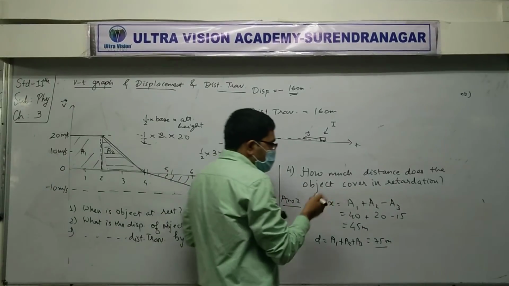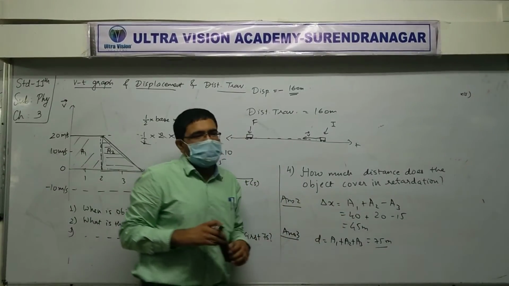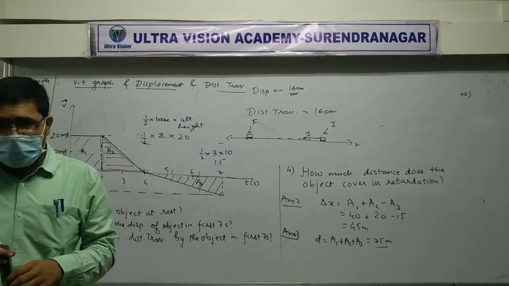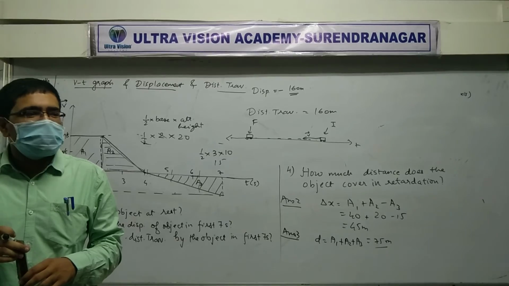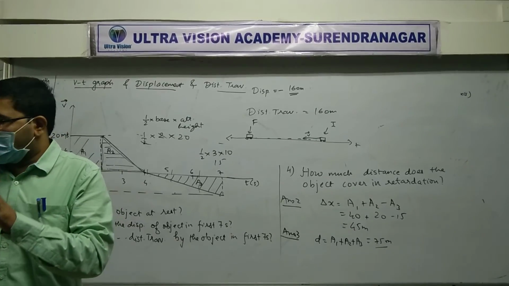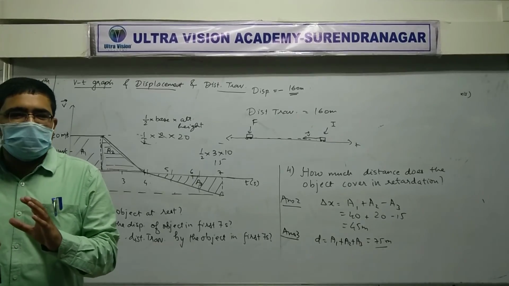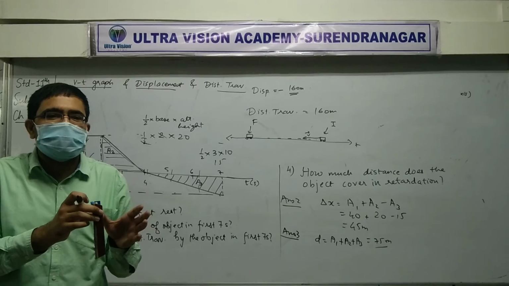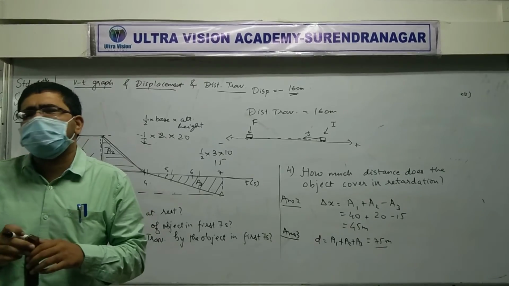Read this carefully. What do we have to find? Do we have to find displacement or distance traveled? Acceleration, find out. We have to find distance traveled. Yes or no? Yes. But we have to find that distance traveled only during that time while the object is having retardation. What is the meaning of retardation?